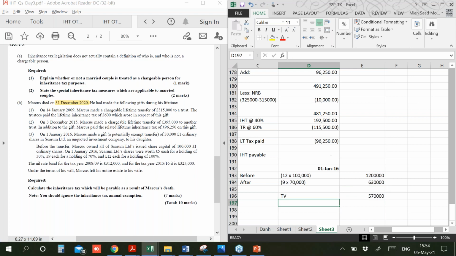Now, as the gift has happened immediately after the one that has utilized all of the nil rate band, do you think there will be any nil rate band left for this share gift? Tell me yes or no. Because now if you look back 7 years, there are two transfers that have used the nil rate band. The January 2009 one that has used 315, and the 10,000 left was also used by the transfer that we made on 31st December 2015. Is there any, guys?